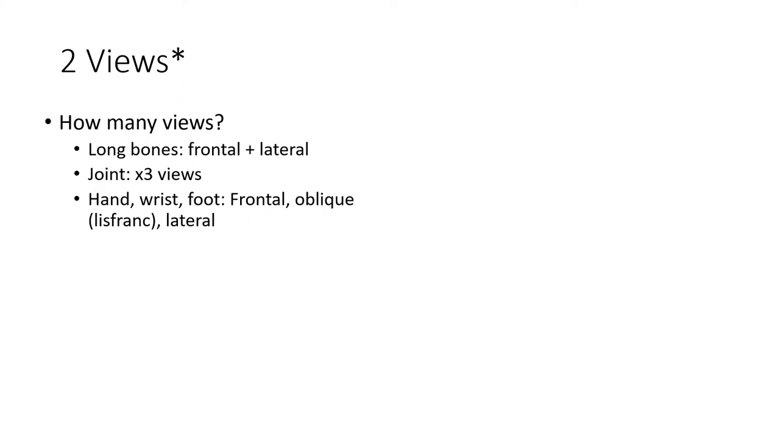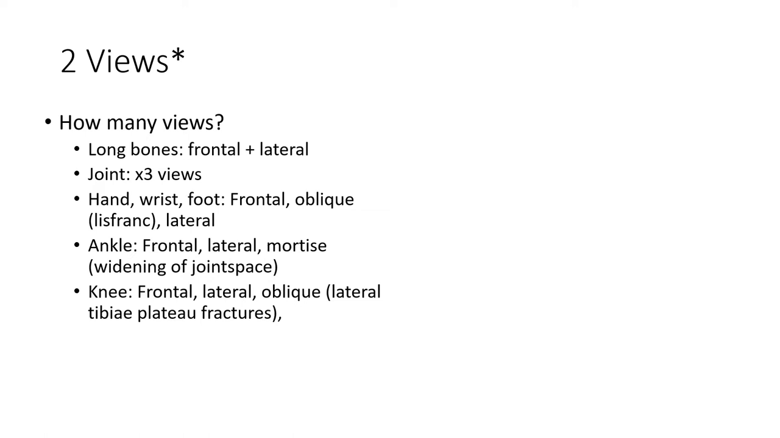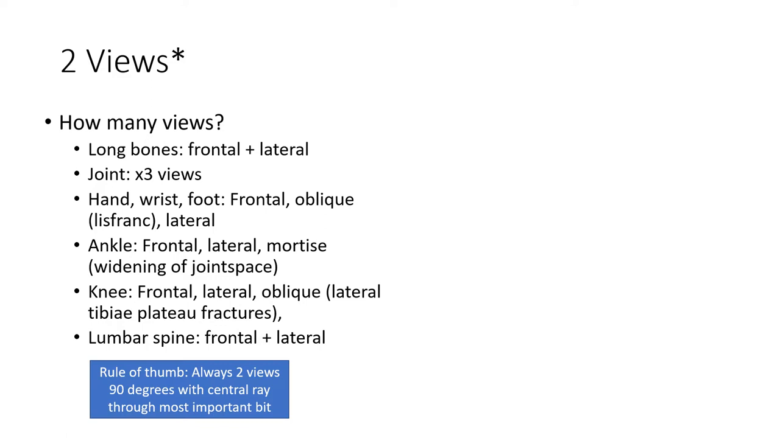But you might need different ones depending on the wrist, you might need a special scaphoid view. We'll get to the special ones in a little while. Then in the ankle, you'll need the frontal, lateral, and a mortise, where you can see the joint space. In the knee, you'll have frontal and lateral and usually an oblique. And in the lumbar spine, you'll usually have a frontal and lateral. You always need two views at 90 degrees of each other with a central ray through the most important bit. That's a good rule of thumb for a good X-ray.